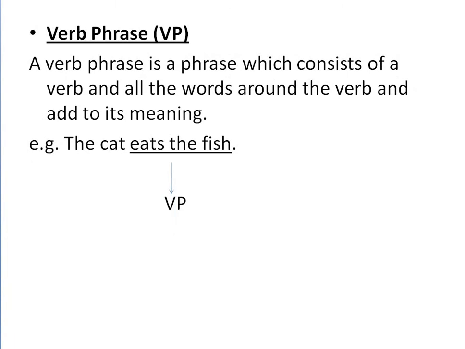Then we have the verb phrase. A verb phrase is a phrase which consists of a verb and all the words around the verb that add to its meaning. The cat eats the fish. Eats is a verb. From where the verb starts, that is all the verb phrase. Eats the fish is a verb phrase.